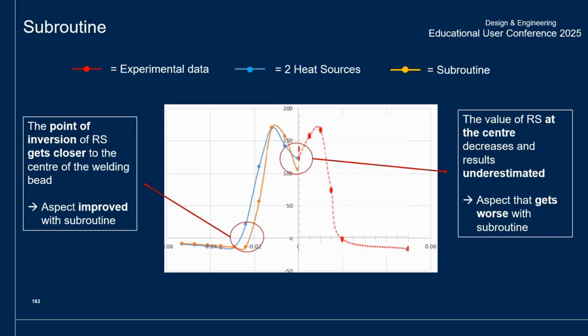As you can see, the point of inversion of residual stresses gets closer to the center of the welding bead as wanted, so this is the positive aspect of the application of the subroutine, but the level of residual stresses at the center of the bead decreases and results underestimated with respect to the experimental data.